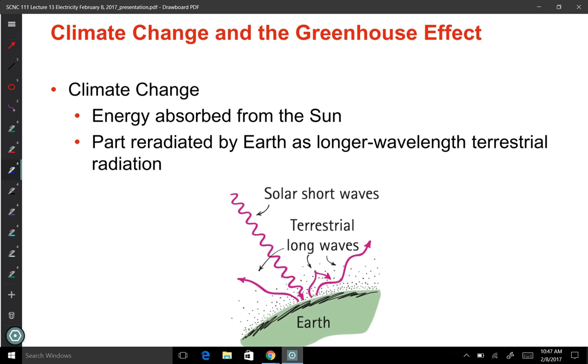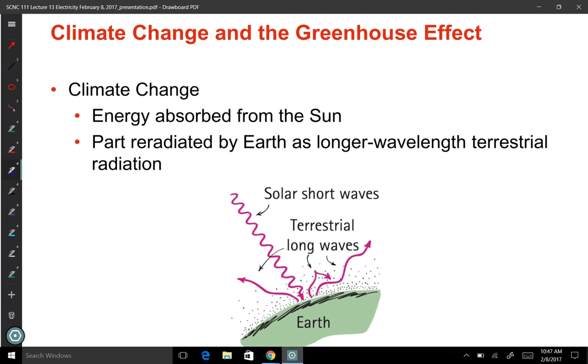And so energy gets trapped in here, and that's really important. Without it, we would be icicles. We have to have the greenhouse effect locking in heat so the Earth doesn't cool. But the problem is, what if you lock in too much heat? Then the Earth gets too warm.